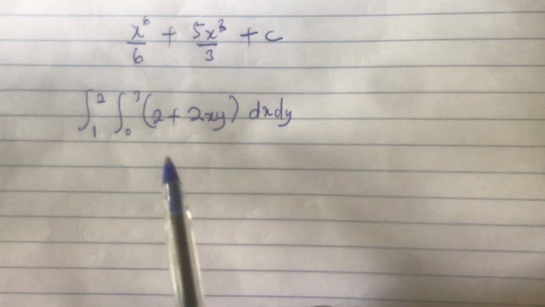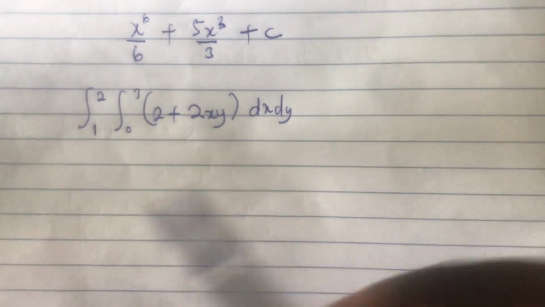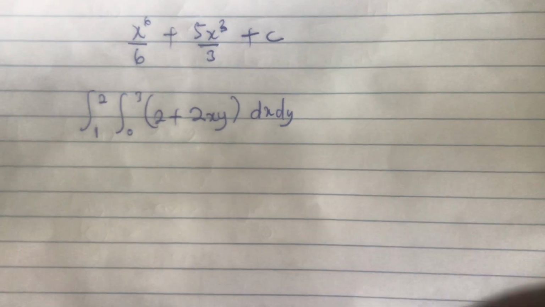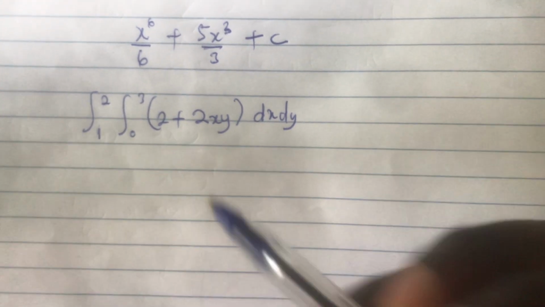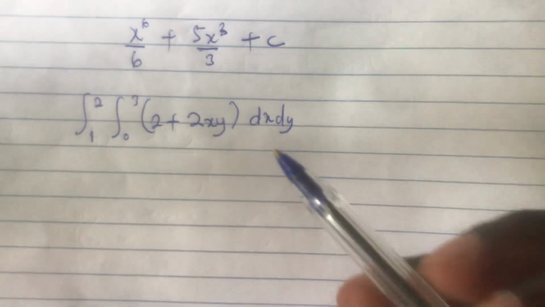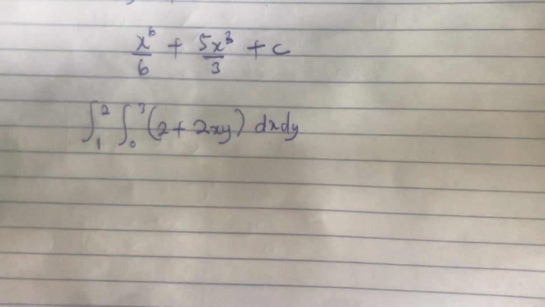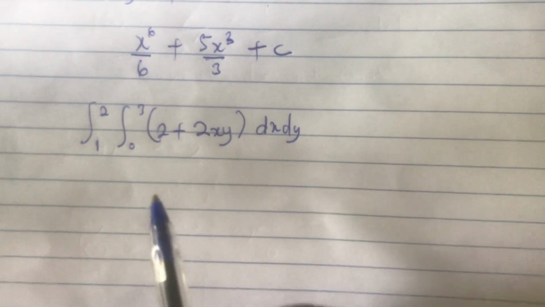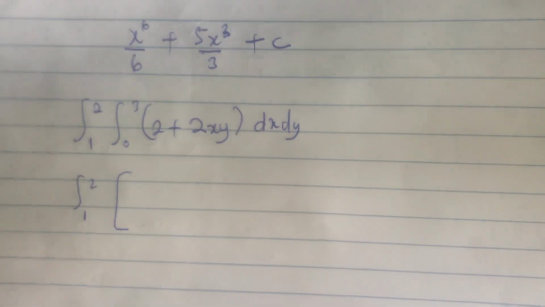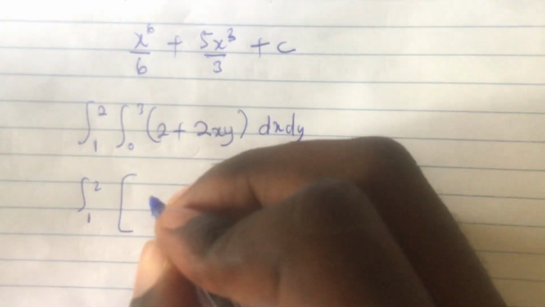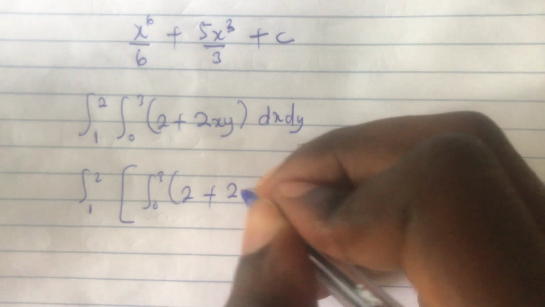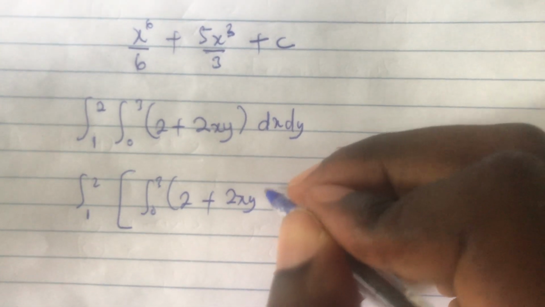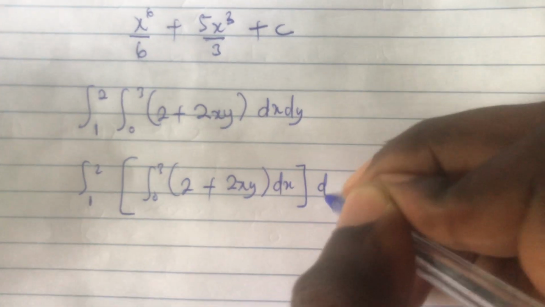So here we start with dx. You can start with either dx or dy. You can integrate this starting with x or starting with y. You get the same answer. So now here, looking at this particular question, we're going to start with dx. So we first integrate with respect to the x. So we have the integral from 0 to 3 of 2 plus 2xy dx dy.